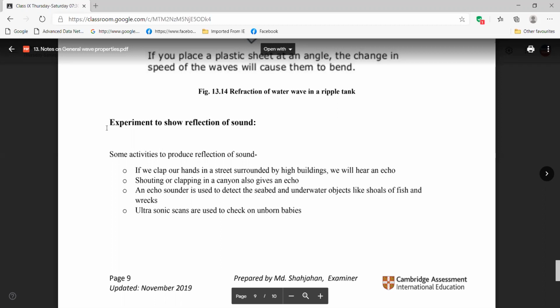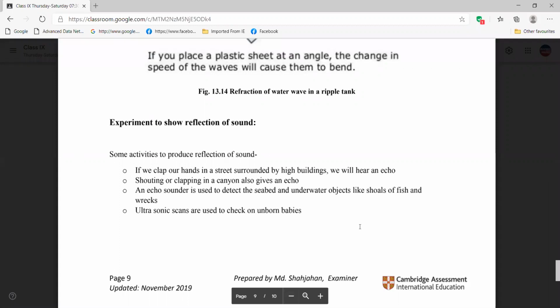Can you read? Yes, sir. Please read. Some activities to produce reflection of sound. If we clap our hands in a street surrounded by high-rise buildings, we will hear an echo. Shouting or clapping in a canyon also gives an echo. An echo sounder is used to detect the shape of the sea bed and underwater objects like shoals of fish and wrecks. Ultrasonic scans are used to check on unborn babies. Okay, so these are the uses of reflection of sound, right?